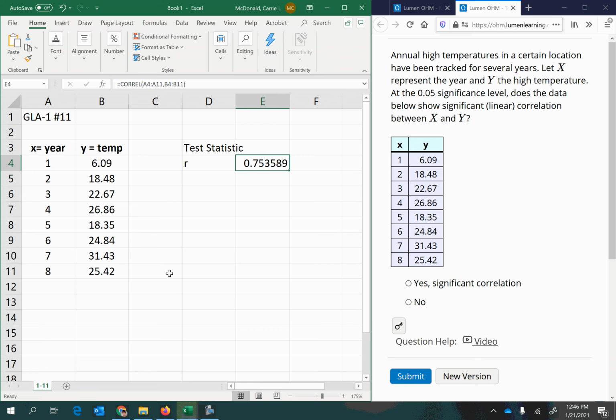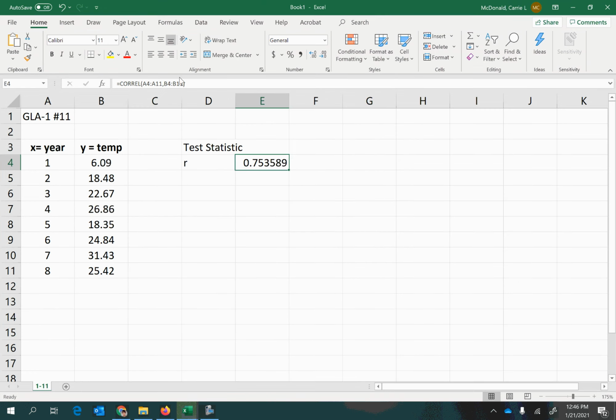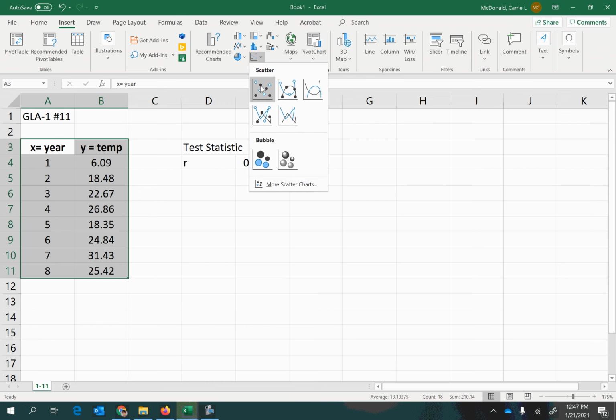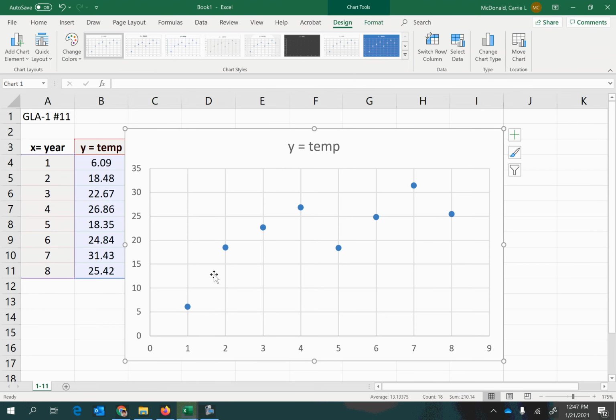Now, even though the problem doesn't ask us to do it, I think it helps students to see what we mean by linear correlation. If you select your data and go up to Insert and Charts and choose the scatter plot, then you can see how those dots trend when you plot them on an XY plane. And there is somewhat of a linear correlation here that I can visually identify, but it's not super strong. They're not making a very beautiful line. They're kind of a little bit off. So there's a nice line there, there's a nice line there, but overall there is a line there.